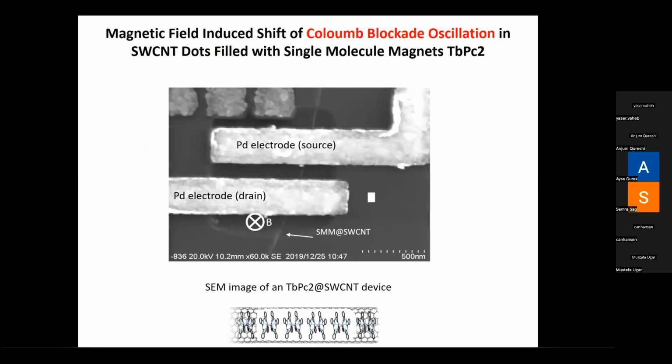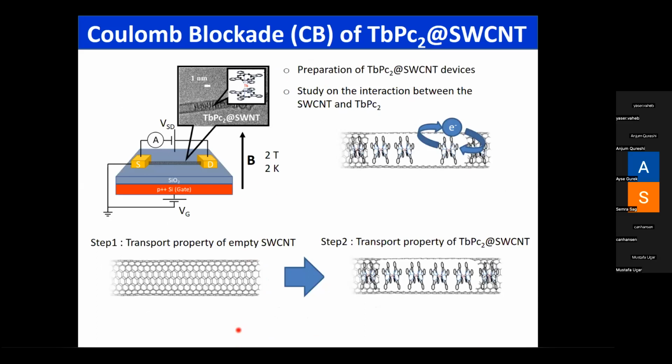So let's move to the Coulomb blockade oscillation. So this is a palladium electrode and electron beam lithography. We take this one carbon nanotube. You can see one carbon nanotube. So this is a double capsule inserted. So before encapsulation and after encapsulation, we check the Coulomb blockade.